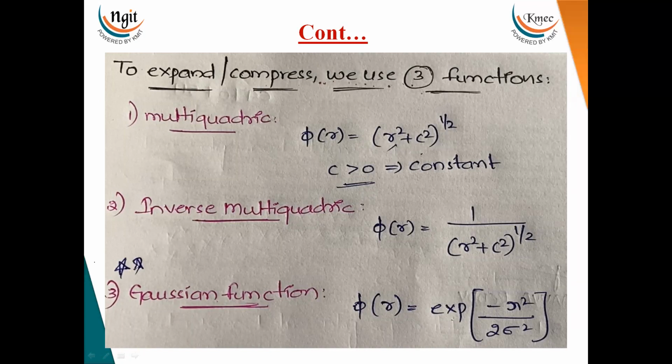Fine. The same way I can apply the inverse multiquadric, whose formula is 1 divided by (r² + c²)^(1/2). The same way I can apply another function, which is called the Gaussian function, which has the formula exponential of minus r² divided by 2σ². So I can apply any one function to expand or compress my data. Fine. So these are the functions which are available with me.